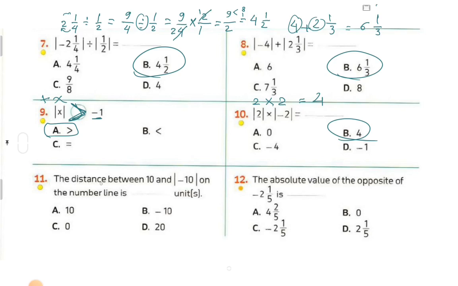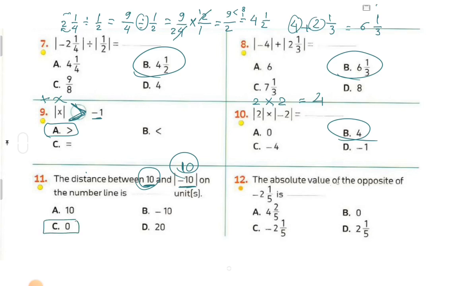Point 11. The distance between 10 and negative 10 with absolute value. What is the absolute value of negative 10? It's just 10. What is the distance between 10 and 10? Between 10 and 10 there is no distance. It's just 0. It's the same point.